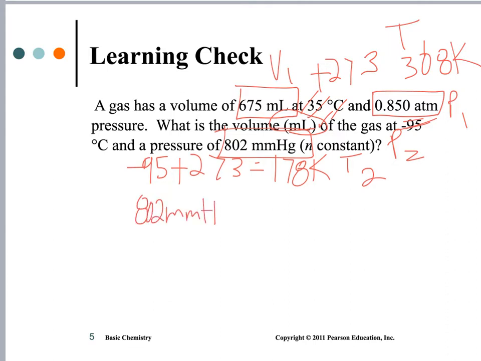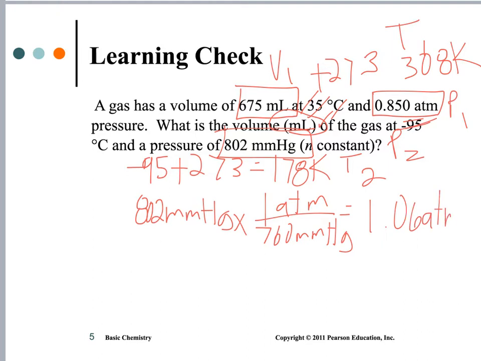millimeters of mercury. All right. 760 millimeters of mercury is 1 ATM. All right. Give me a second. Let me put that in my handy dandy pocket calculator. All right. 802 is 1.06 ATM. There is my pressure 2.